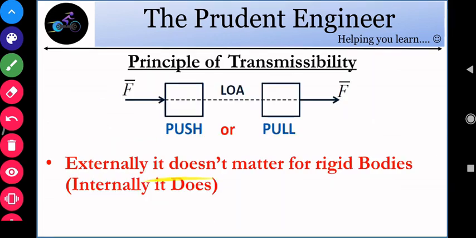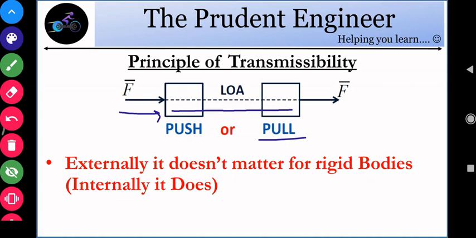Okay. Now we will talk about the principle of transmissibility. The principle of transmissibility says if there is a body over which you apply a push force, then if the same force of the same magnitude is applied as a pull force along the same line of action, that does not change anything externally.